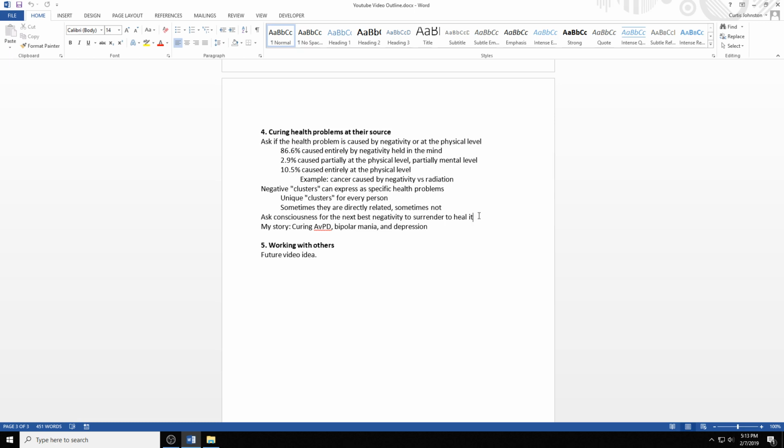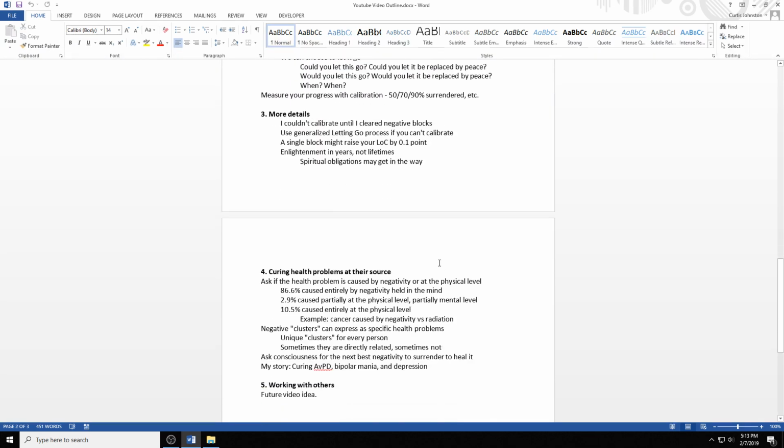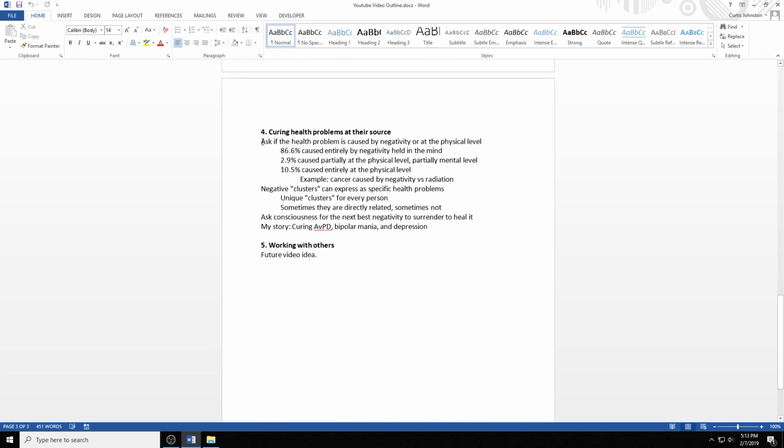Yeah, so you can just clear out the negativities, and eventually you will realize that the problem is solved, and the actual physical symptoms can go down as a result of that, and they can even disappear. So yeah, it's pretty simple. Once you know alphabet calibration, once you know this whole process, you just ask for the negativities that are underlying your problem. And something else that's interesting is that it might work for problems that are not just health problems.